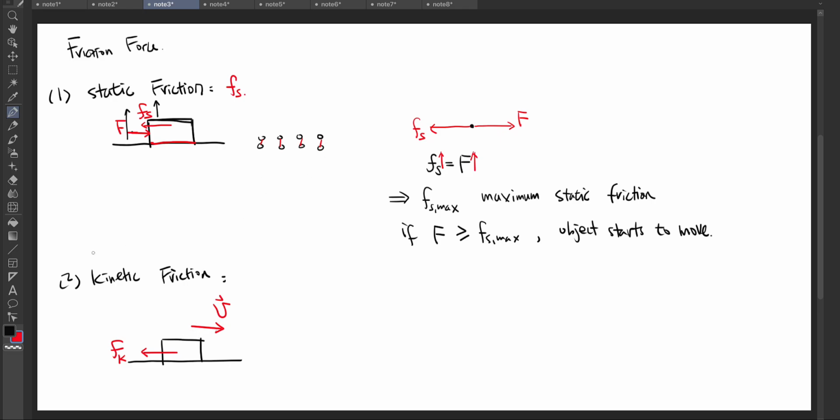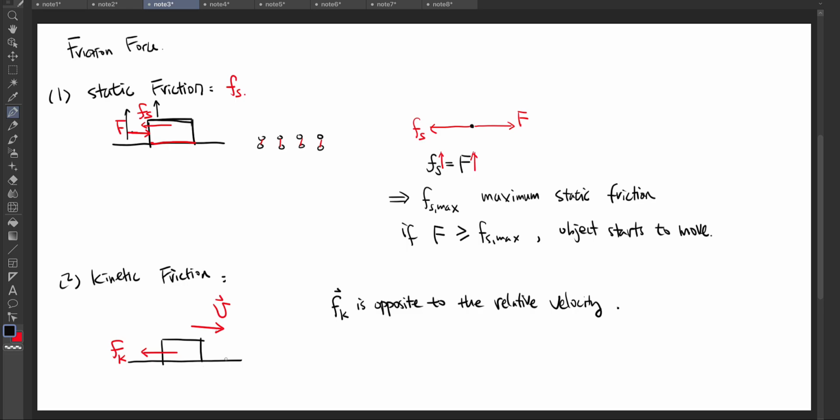Let's write down here, Fk is opposite to the relative velocity direction. Now in this case, relative to the surface, the velocity is to the right side. So the kinetic friction is opposing that. It's opposite, so it's to the left side.